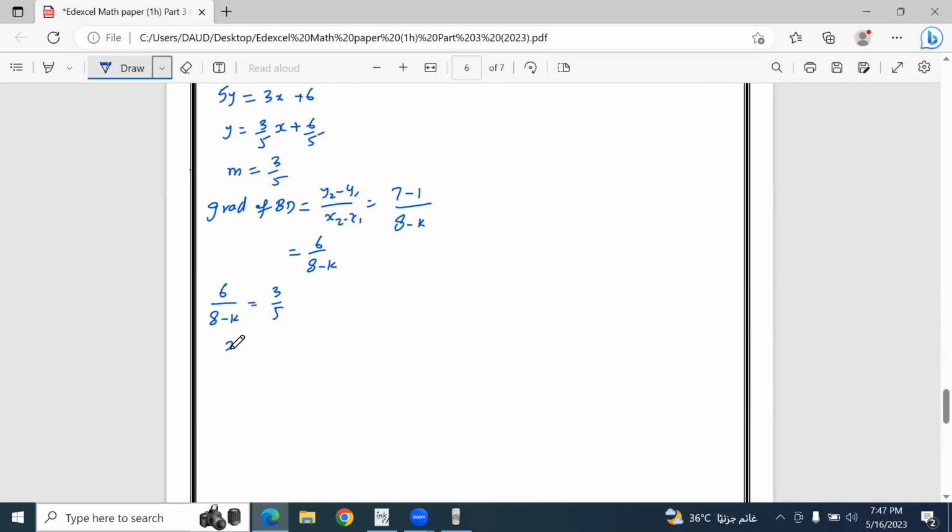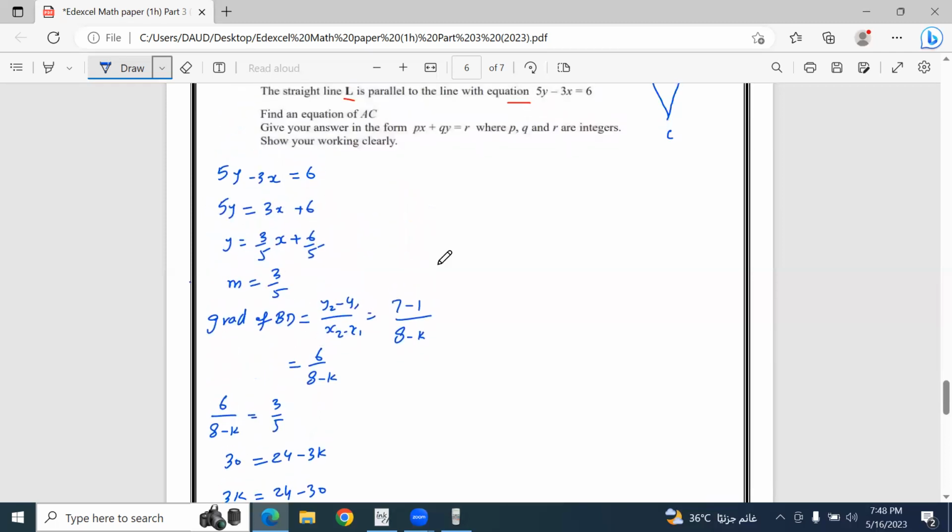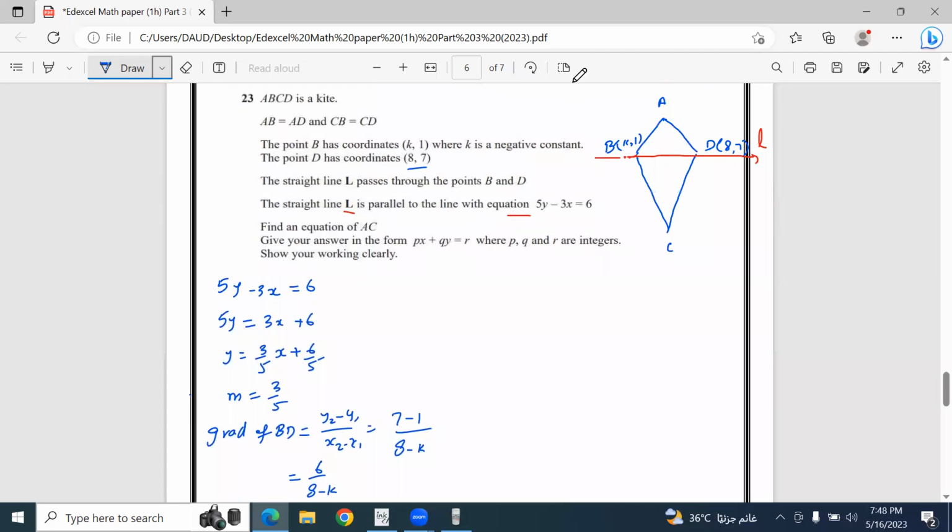So in this way, we can find the value of k. By cross multiplying, it is 30, 3 eights are 24 minus 3k. Take 3k from right to left, so it would be plus 3k, 24 minus 30. So next step, 3k is equal to minus 6. Our k is equal to minus 6 over 3, which gives us minus 2. So we found k. Now the required coordinates of B are (minus 2, 1).